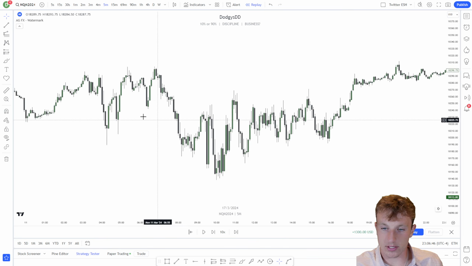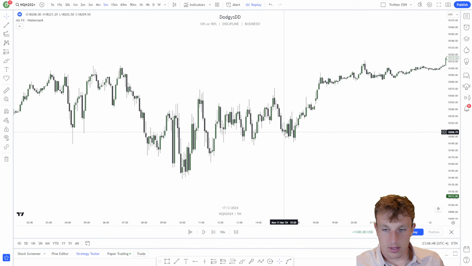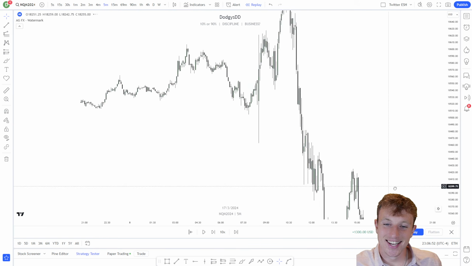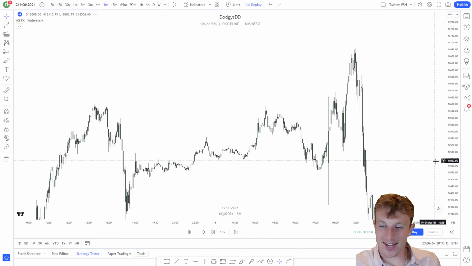I don't even look for these patterns anymore. It's very hard. This is going to be harder than I thought. You understand, I don't trade these anymore.